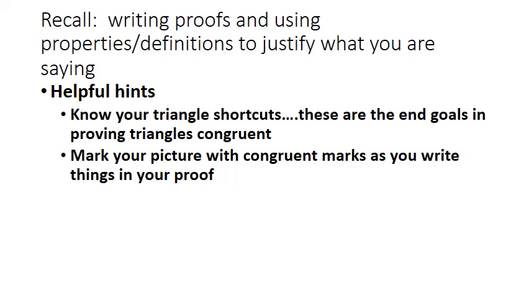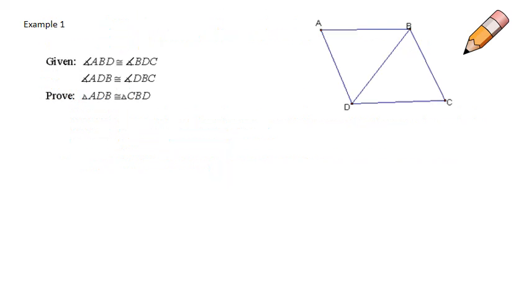So first helpful hint is know your triangle shortcuts. These are your end goals in proving triangle congruence. And then two, mark your picture with congruent marks as you write things or justifications in your proofs. Those are my two helpful hints for today. So this brings us to our first example.